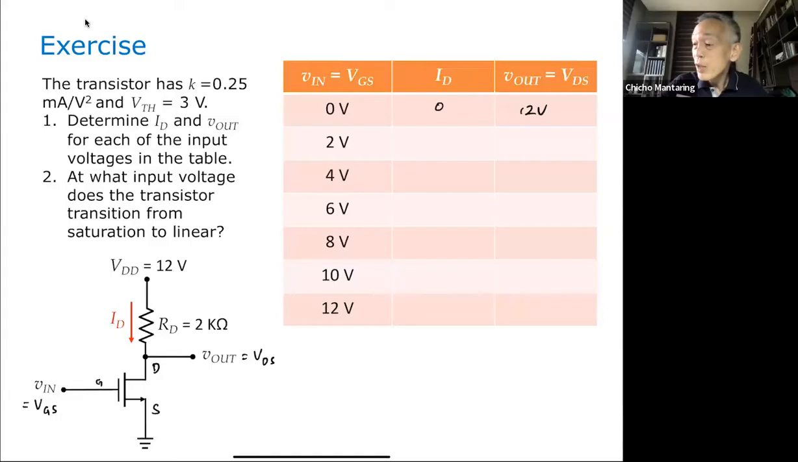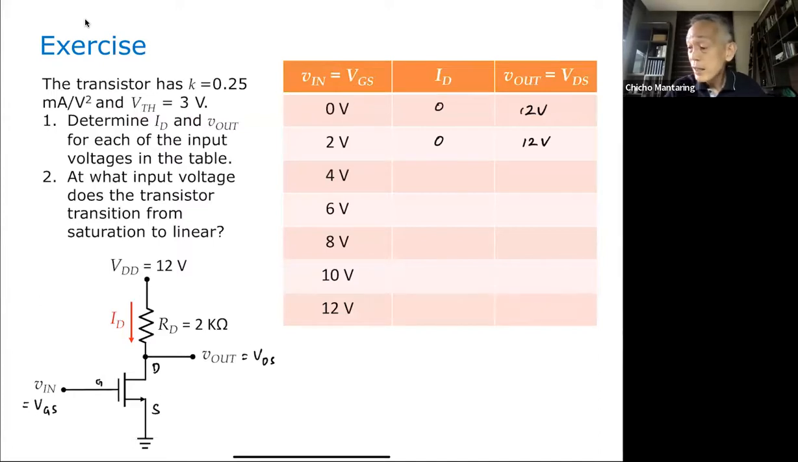Okay. What about when Vin is 2 volts? No? Ganun din, ano? Yung Vin natin, 2 volts, hindi pa rin umaabot sa 3 volts. So this is still going to be 0, and this is still going to be 12 volts. Okay. What now if Vin is equal to 4 volts? Yan, ibang usapan na yan. No? Vin equal to 4 volts. Kasi yung 4 volts natin ngayon, mas malaki na sa threshold. So since mas malaki na yung input natin sa threshold, then expect yung ID hindi na magiging 0. No? So let's analyze that.